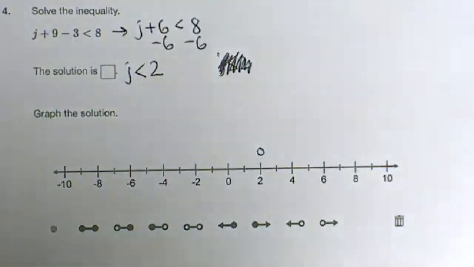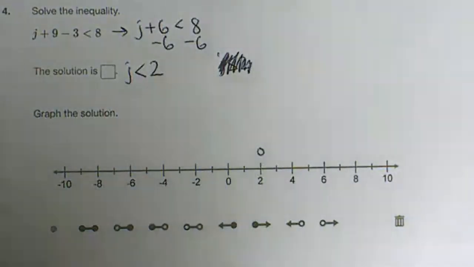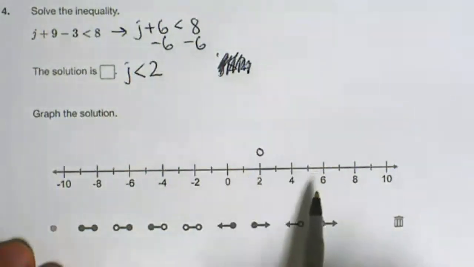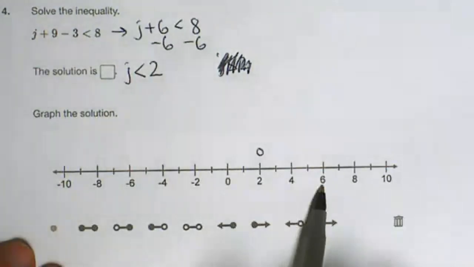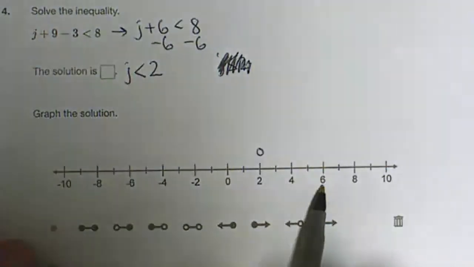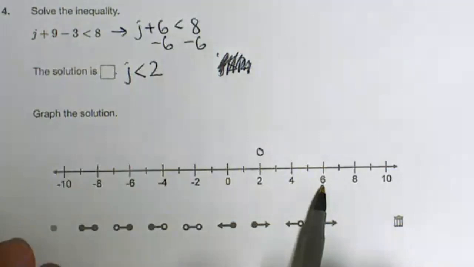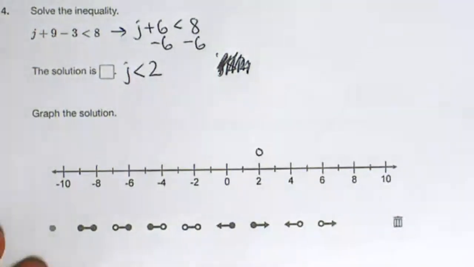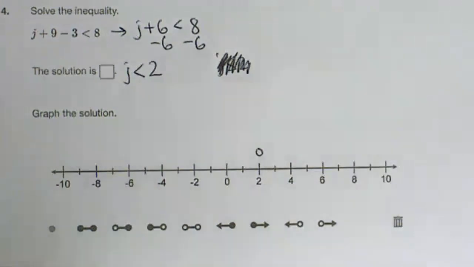So all we need to do now is figure out what direction we're going in. By that, I mean we need to figure out where the numbers are that are less than 2, because j is smaller than 2. If we look at some of these numbers, we can just check some. Let's look at 6. Is 6 less than 2? You should immediately say no. If I have $6, I have more money than someone who has $2. Is 0 less than 2? Oh, 0 is less than 2, because if I have no money, somebody that has $2 has more than me.